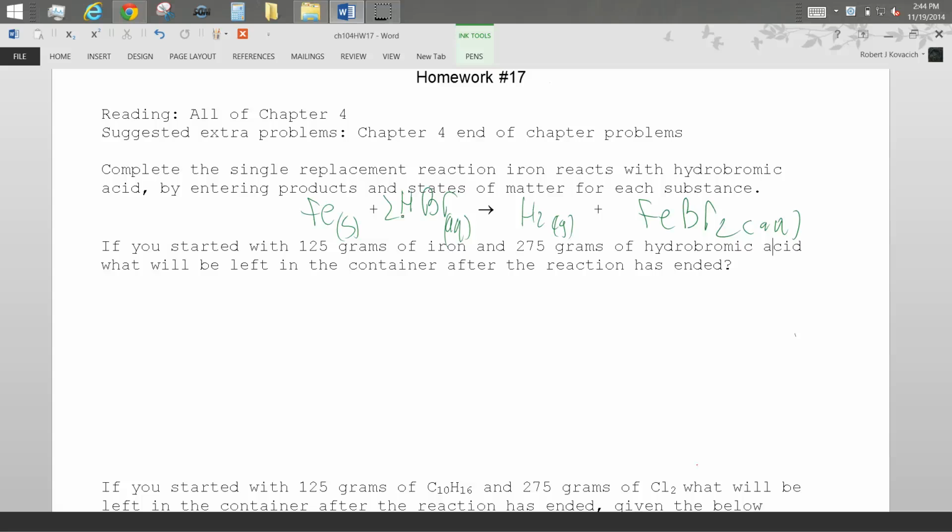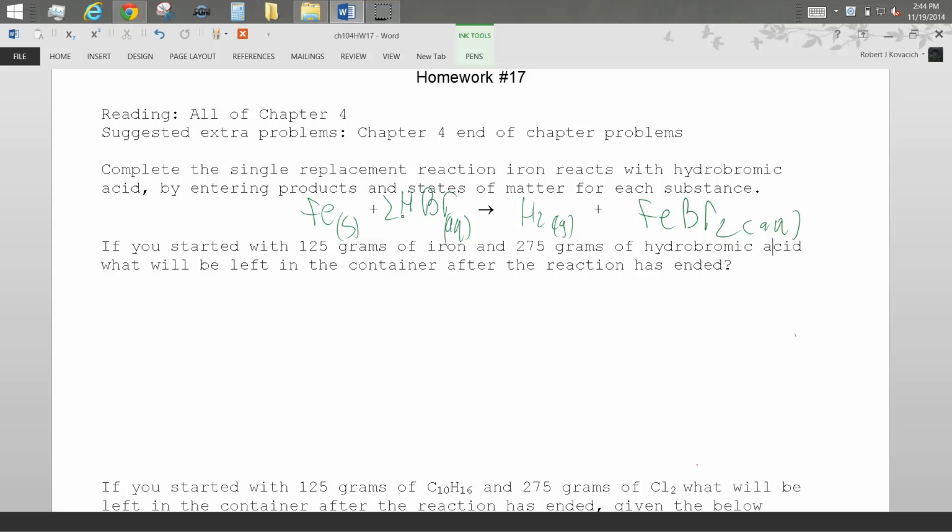What if I had, we're going to find out that the hydrobromic acid runs out first. Does it matter if I've got 10,000 pounds of iron or 125 grams of iron? No, the hydrobromic acid's going to run out first. It doesn't matter how much iron's there, just as long as there's enough iron to use all 275 grams of HBr. Okay, so how do I determine that the HBr is the thing that runs out first?